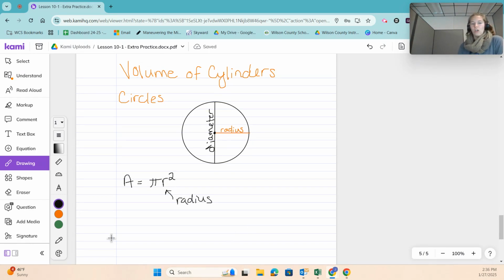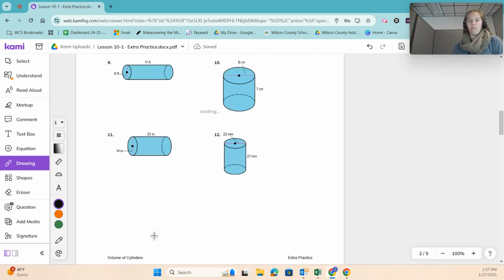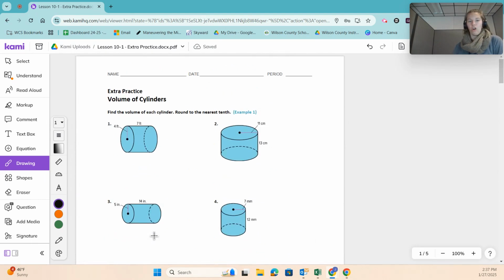And a reminder, when we find volume of prisms, we do the area of the base times height. Cylinders are no different from that. So my formula for finding volume of a cylinder is going to be the area of the base times the height. The volume equals the area of the base times the height.